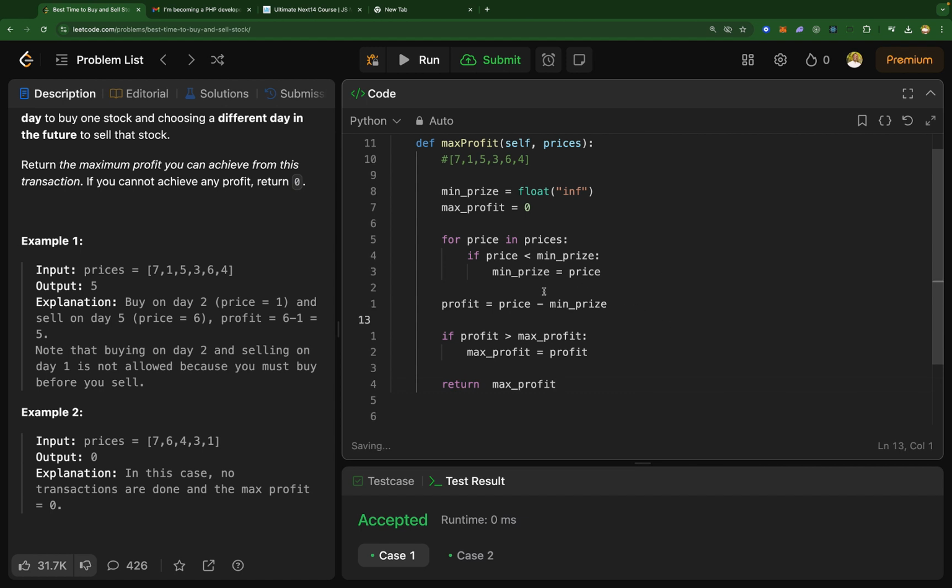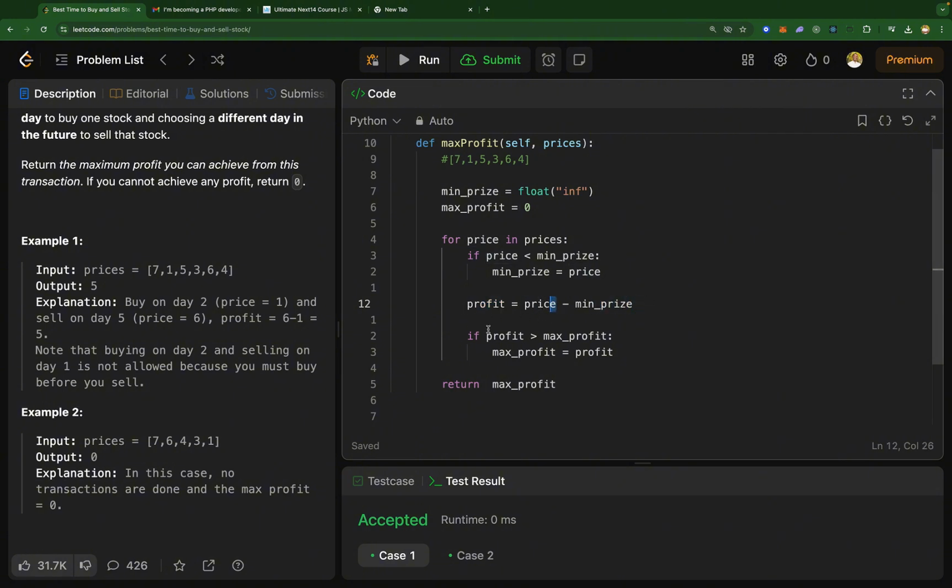Okay, let's see what's happening here. Indentation problem here. We need to indent here. This one needs to indent here. So we are checking if that price is less than the minimum price so that you can update it. We've updated it correctly. You're getting the profit. The profit should be the difference between the selling and the buying price.